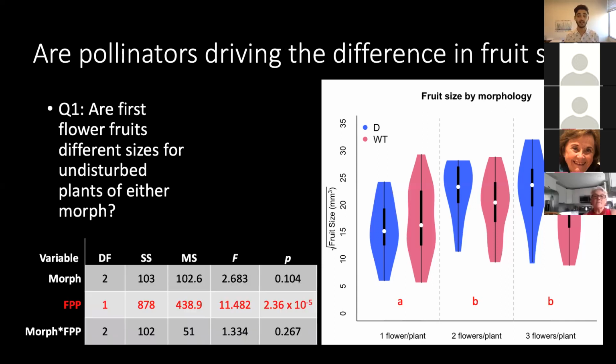And if we put this through an ANOVA, you can see that morphology has no effect on the fruit size of these fruits, but FPP, or flowers per plant, does, where 2 and 3 flower plants make much larger fruits. This is likely indicative of some type of resource availability limiting one flower plants. But again, the take home here is there's no difference between the morphs.